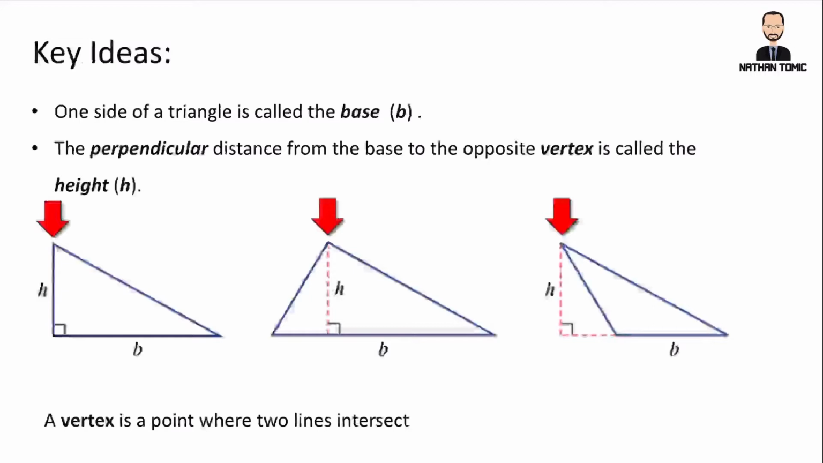And again, the vertex is where two or more lines intersect. So again, we've decided which one is our base, and we've then worked out which perpendicular line, so which 90-degree line from that base would go to the vertex, and that is what gives us our height measurement.